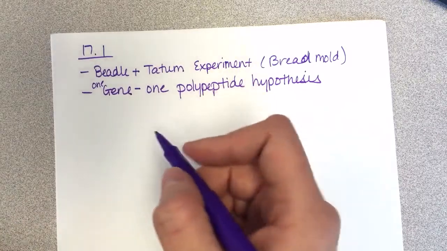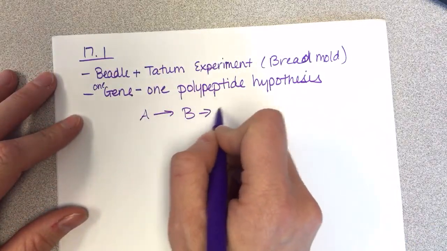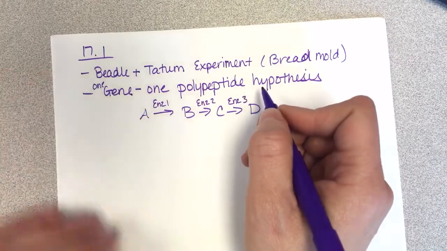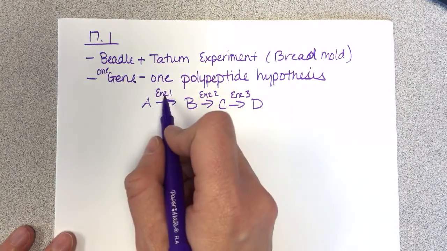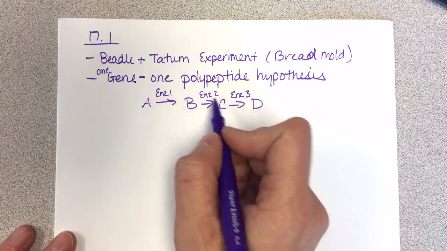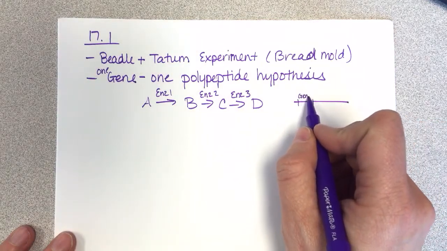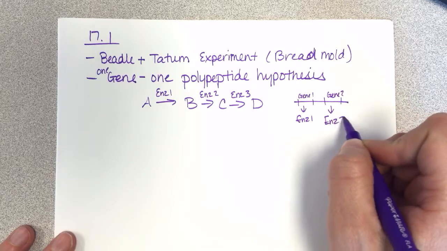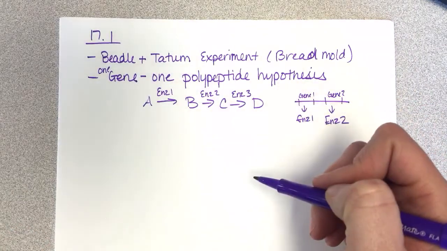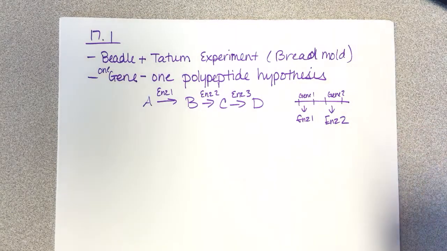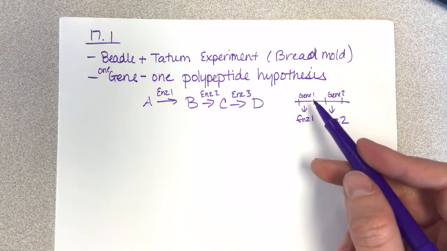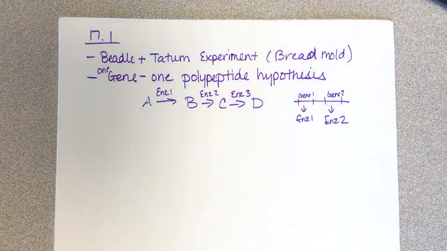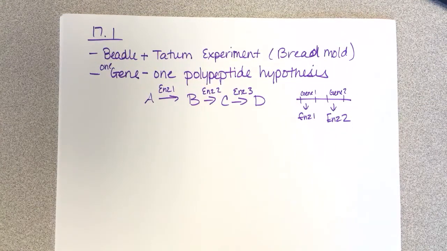So they had the different pathways, remember, in the bread mold, where A gets converted to B, which gets converted to C and D, and a different enzyme catalyzes each of these reactions. Each one of these enzymes is made by a gene: gene 1 makes enzyme 1, gene 2 makes enzyme 2, and so on and so forth. So they proved with this bread mold experiment that every gene codes for one particular polypeptide. Remember, they changed it from one gene, one enzyme to one gene, one polypeptide, because not all proteins are actually enzymes.